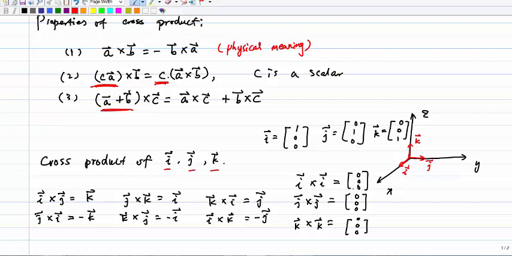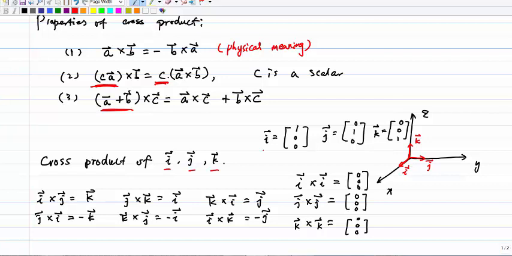So if you remember the dot product, i dot j is 0, j dot k is 0, k dot i is 0. They're all 0 because they are perpendicular. Of course, the dot of a vector with itself is 1: i dot i is 1, j dot j is 1, k dot k is 1.